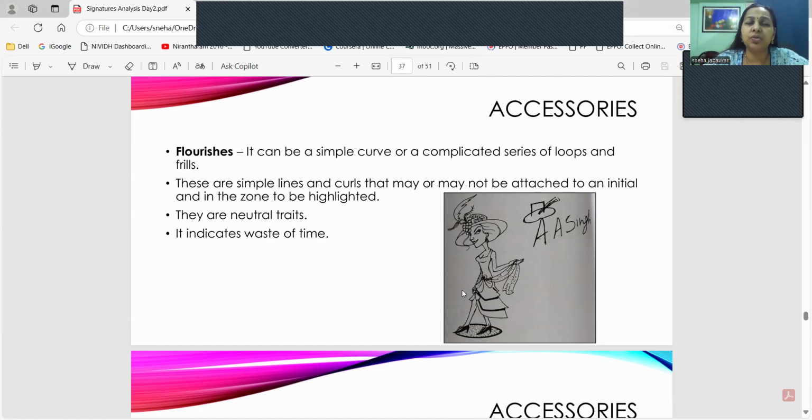Obviously, if you are going to do this on the regular muster in your school or maybe in the hospital where you are supposed to sign your daily signatures, this doesn't work out. So even if it is a neutral trait, I personally feel it's a complete waste of time.